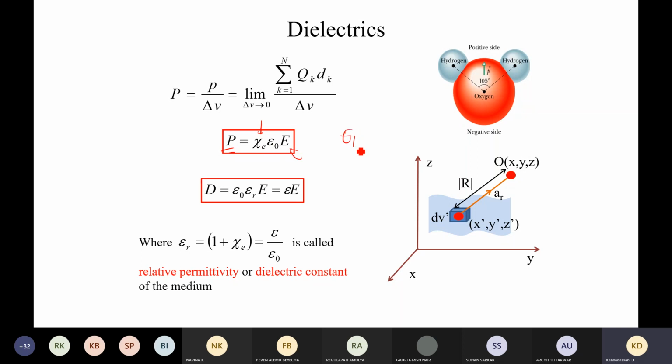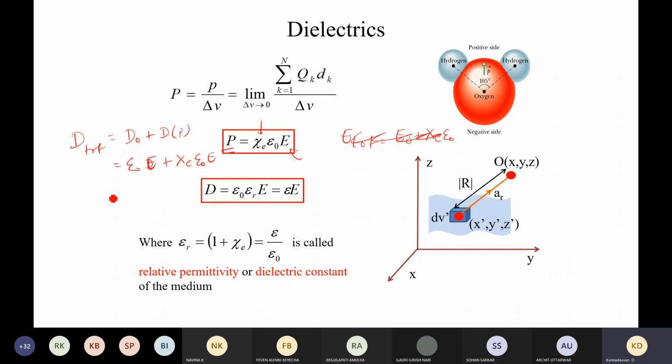The total electric field is nothing but the external electric field plus the chi E epsilon naught, and since the epsilon naught is coming, we have to mention it in terms of D. So the total flux density D is nothing but the D naught inside plus the D due to the polarization, where P is already given here, which is nothing but this. So this is nothing but epsilon E plus chi E epsilon naught E.